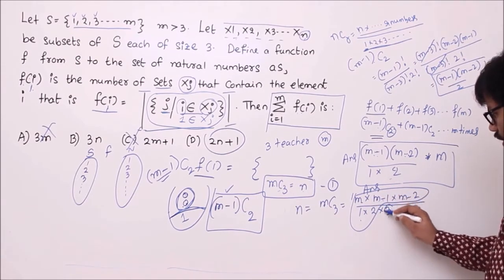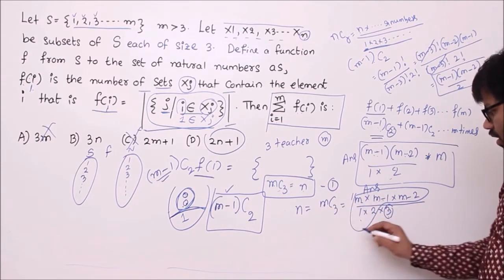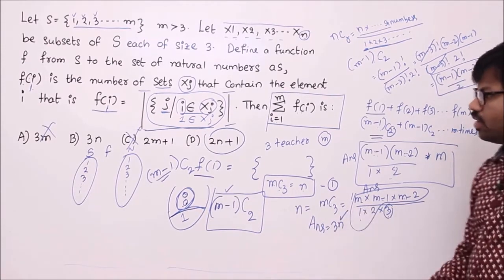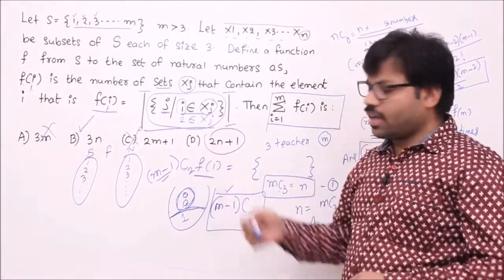Let's mark it. This is actually the answer, right? Answer equals 3 into n, correct? n equals answer by 3, so answer equals 3 into n. So that's why the answer is option B. In that way I can solve this question.